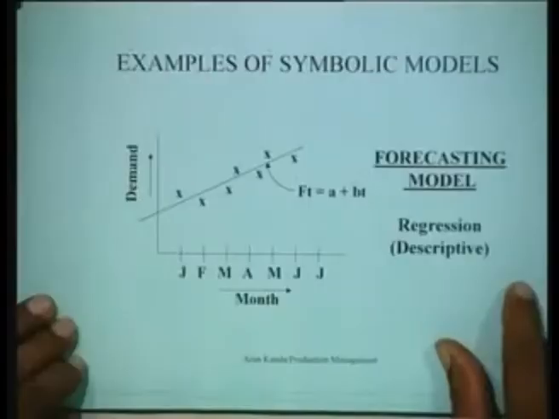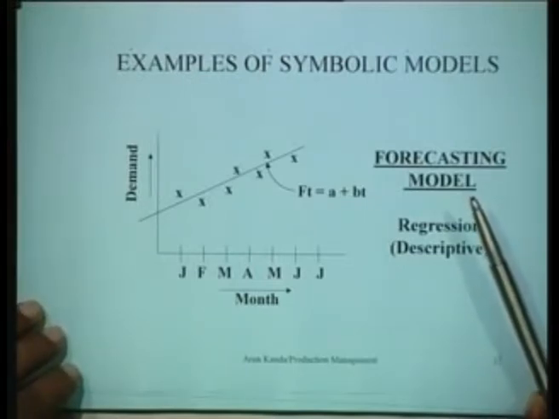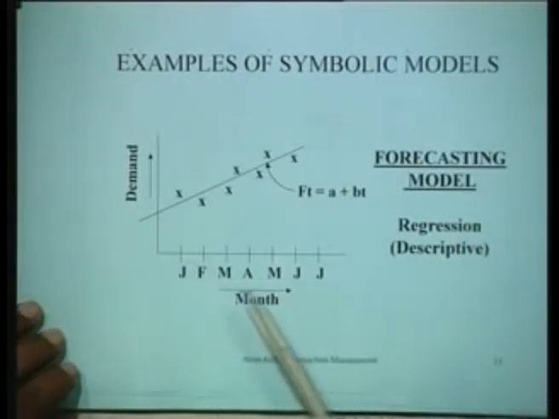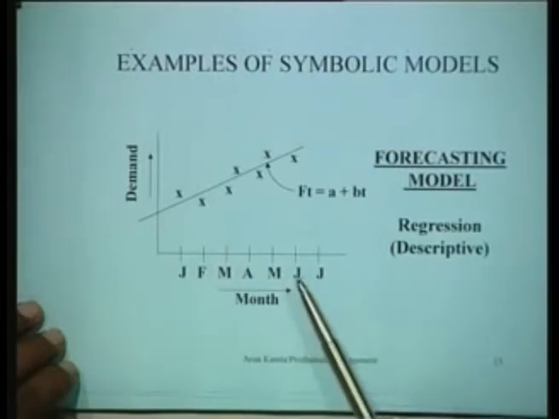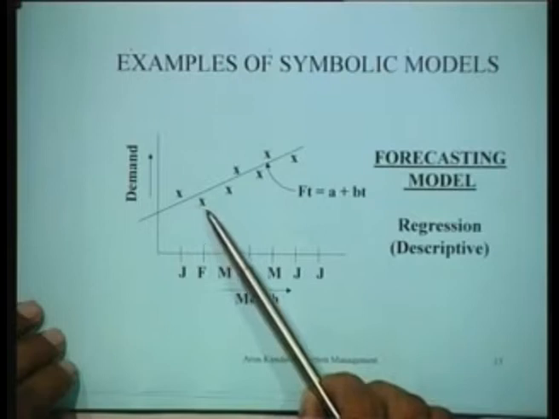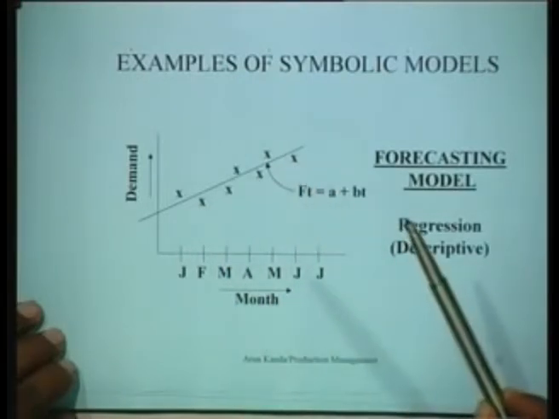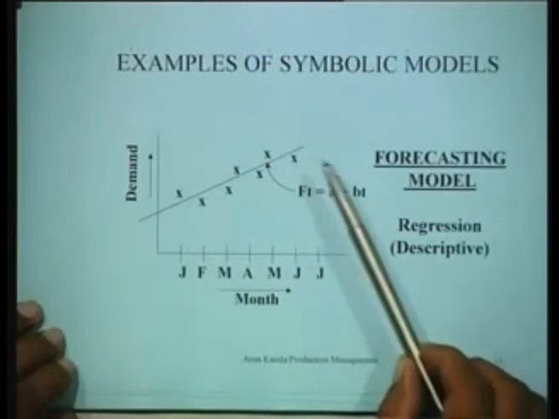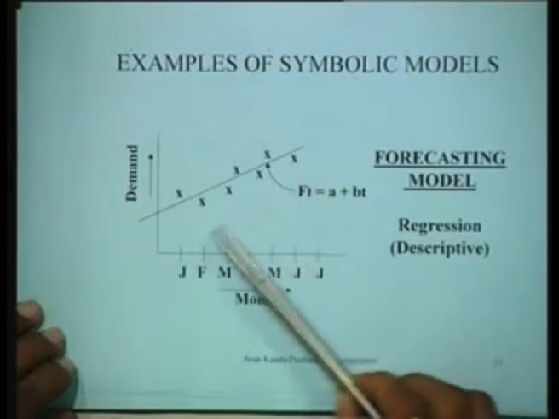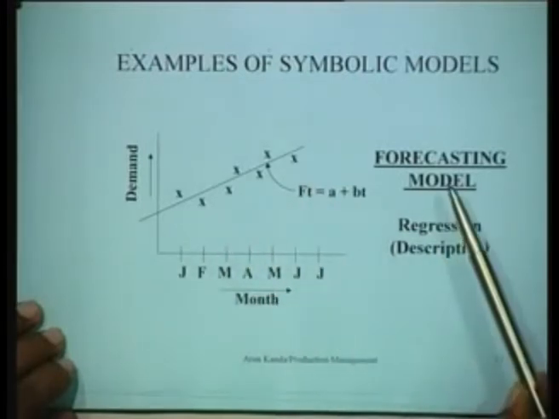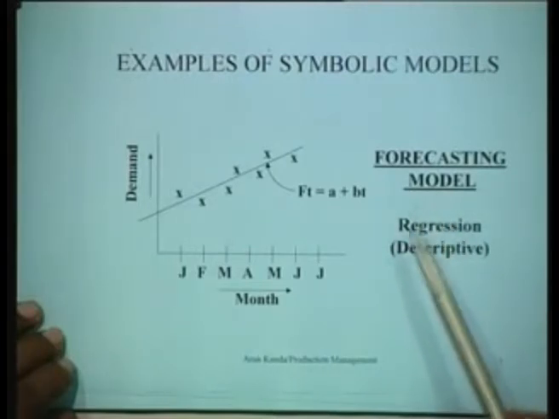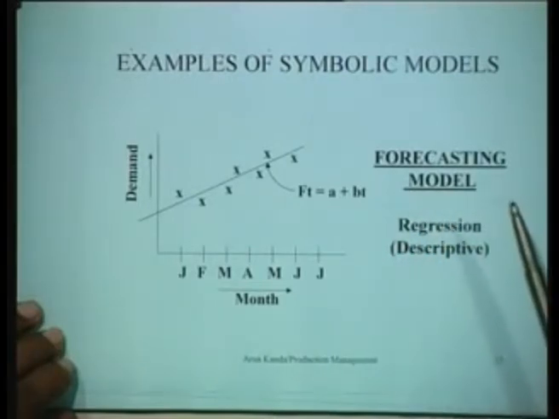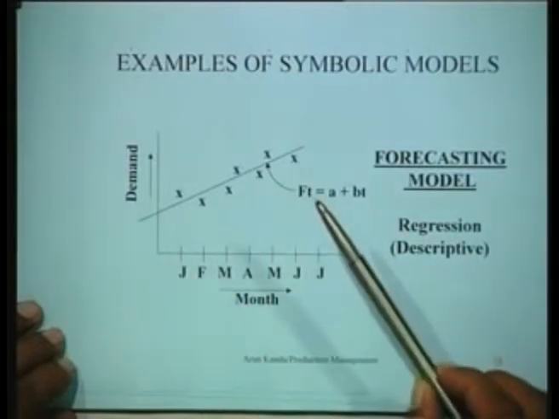Since the symbolic models are generally the most popular in production management, we just look at a few examples of symbolic models. For instance, suppose I have the past history, January, February, March, April, May, June, with the actual demand for a certain product, and I want to utilize this information to find out what the demand for the future months is going to be. One very simple example is using a regression model or a forecasting model of the regression type, which is essentially a descriptive model. So you fit some function to this.